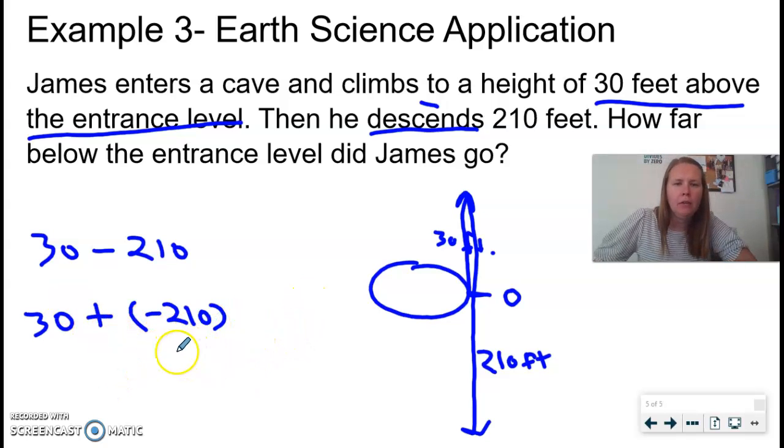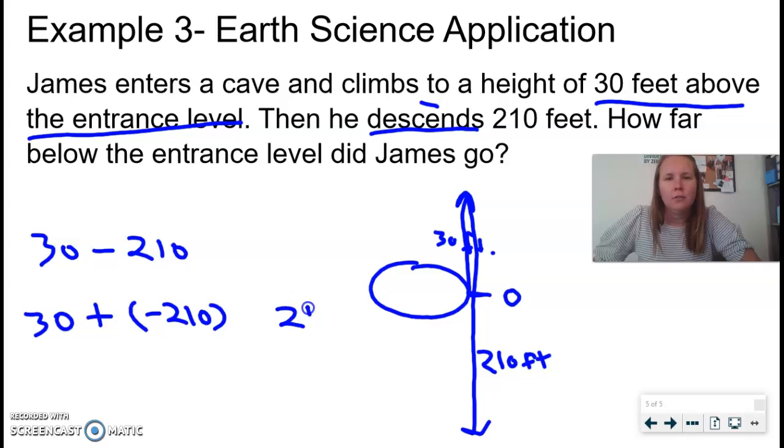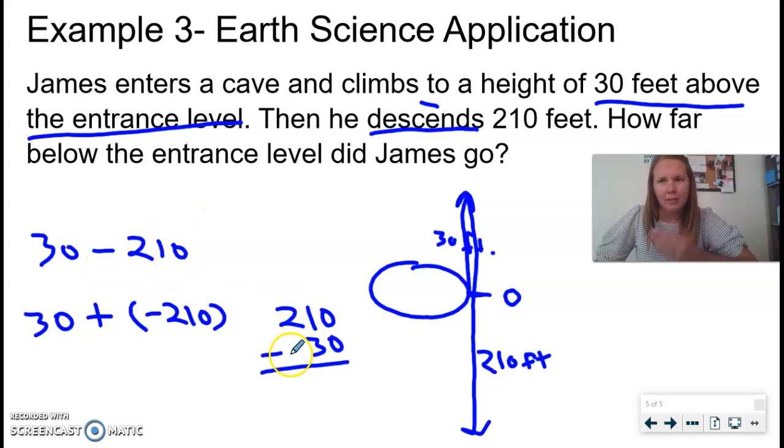The absolute value of negative 210 is 210. The absolute value of 30 is 30. Again, remember, it's just the distance. It's always going to be positive. You just change it to the positive version. So 210 minus 30. Again, I said you can't just necessarily do that, and here's why. 210 minus 30, if I use my math, I'd have 180.